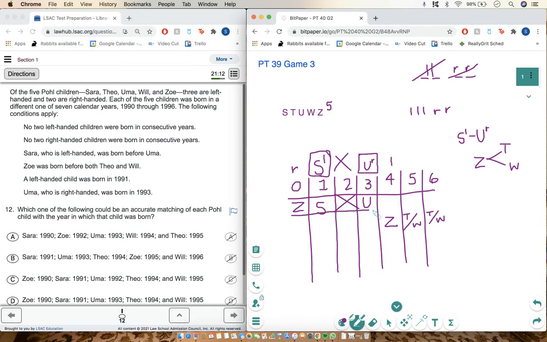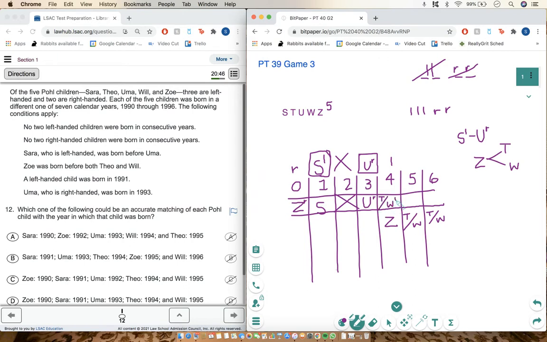And then we know that in the first scenario that we have drawn out, T and W are going somewhere in 4 and 6. Well, in this situation, we know Z has to be right-handed, right? And we only have 2 right-handed people. We know that Z is going to be right-handed over here and that U is going to be right-handed. So since T and W have to be left-handed, they have to go in 4 and 6, right?